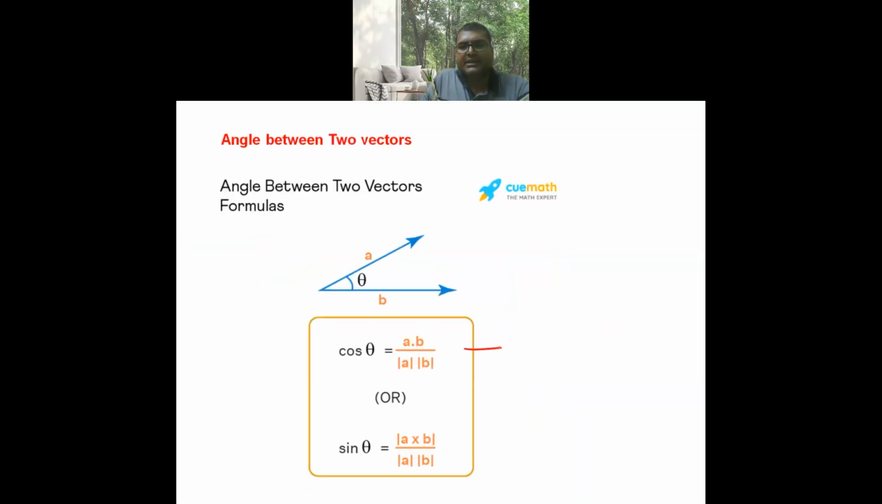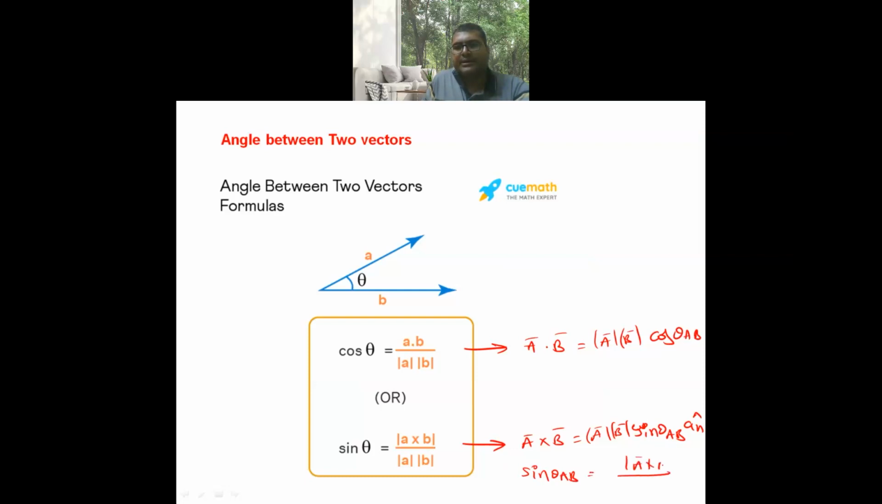Angle between two vectors. The angle between two vectors can be calculated based on the dot product, mod A mod B cos theta AB. Here cos theta is equal to A dot B divided by mod A mod B. The sine of the angle is calculated based on A cross B, which is mod A mod B sine theta AB times an n cap. Suppose we want to calculate the angle in terms of magnitude, so you can take the magnitude on both sides, LHS and RHS, that is sine theta AB is equal to modulus of A cross B divided by modulus of A and modulus of B.